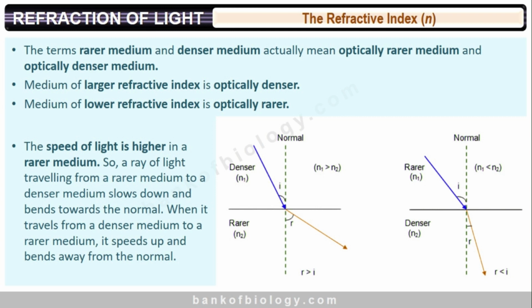The speed of light is higher in a rarer medium, so a ray of light traveling from a rarer medium to a denser medium slows down and bends towards the normal. When it travels from a denser medium to a rarer medium, it speeds up and bends away from the normal.